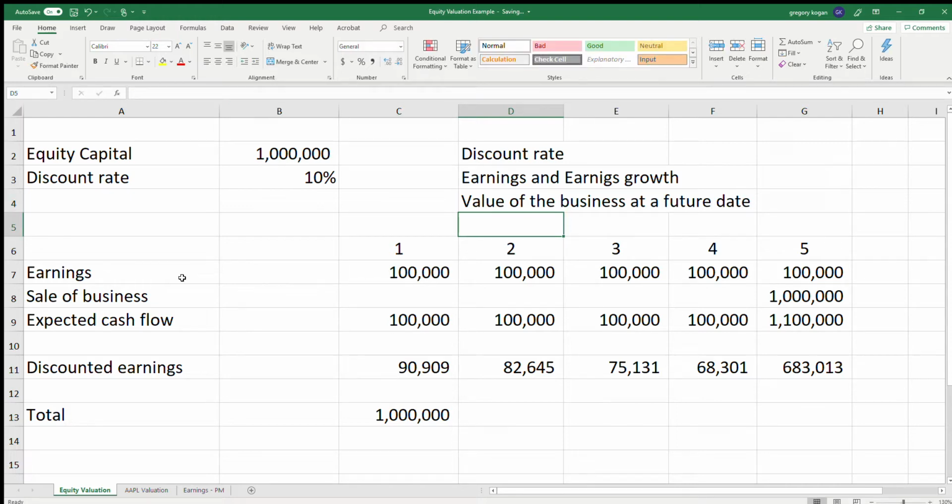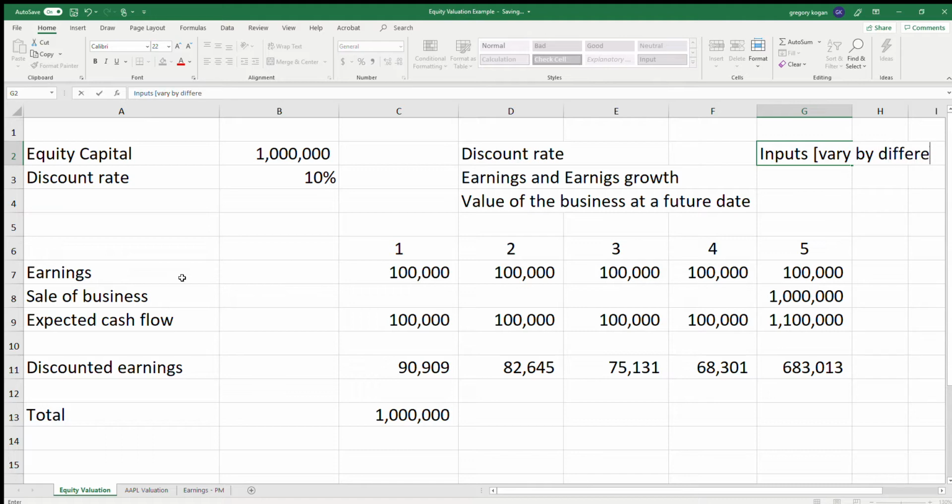So all of these are essentially inputs, and they vary in different ways. So they each are inputs, and what's the output? The output is the value of the company.